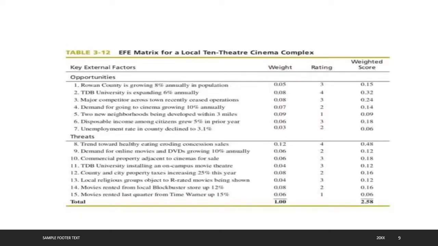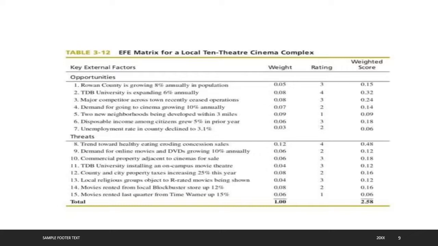This table is a sample illustration of an EFE matrix. This is an EFE matrix for a local 10-theater cinema complex. We have here 7 opportunities and 8 threats. The total weight is 1.0. The average total weighted score is 2.5.